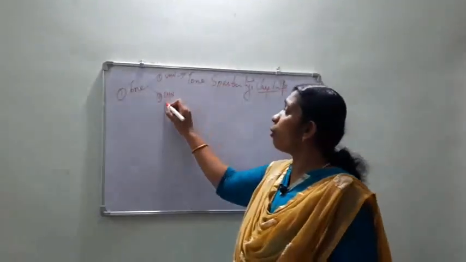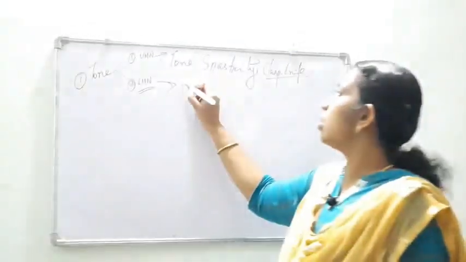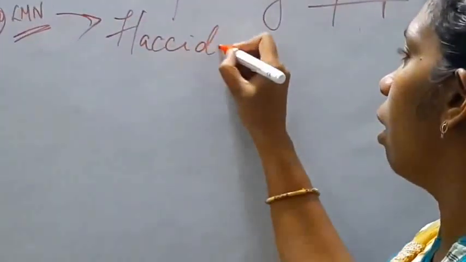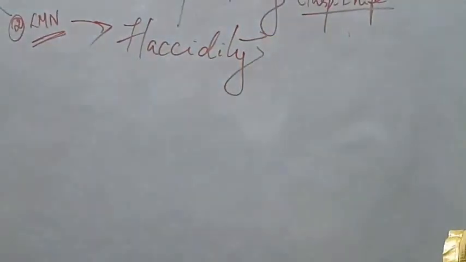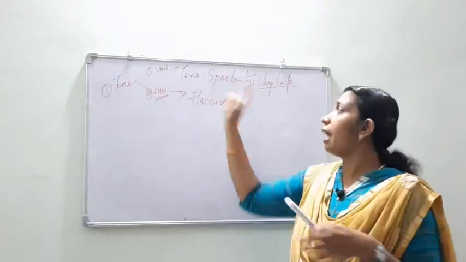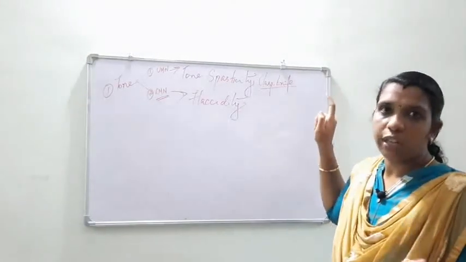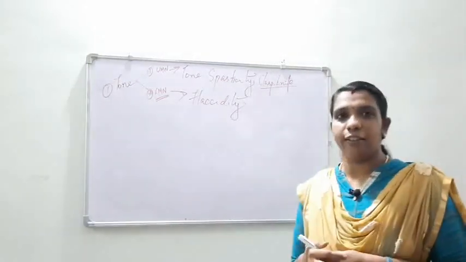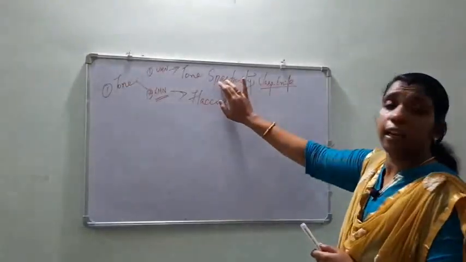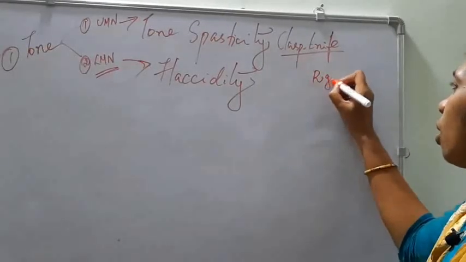But what happens in lower motor neuron lesion? The lower motor neuron is affected, so there is no tone at all and it leads to flaccidity. You understand? The motor unit is not working. That is, the gamma motor neuron, which is responsible for the tone of the muscle, is not working. So in lower motor neuron lesion there will be flaccidity, and in upper motor neuron lesion there will be spasticity. And the spasticity of upper motor neuron lesion is like that of a clasp knife.